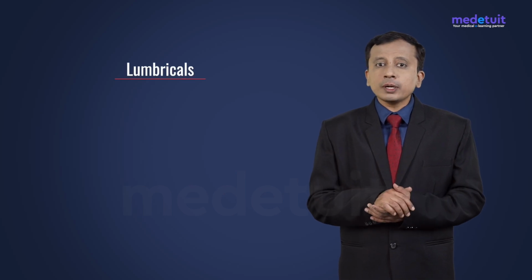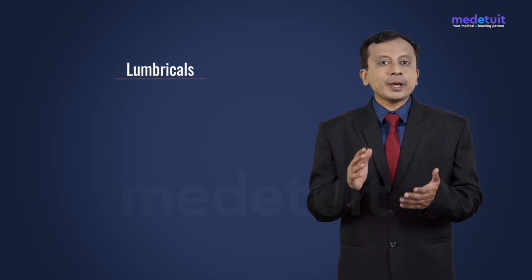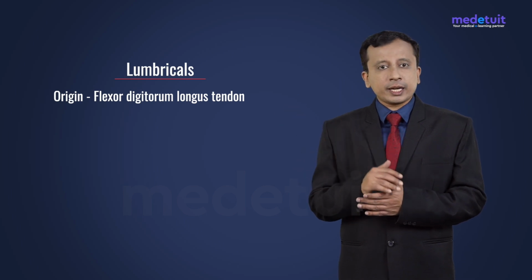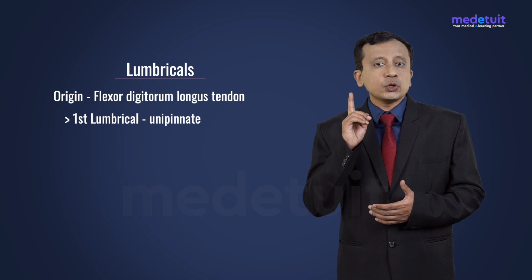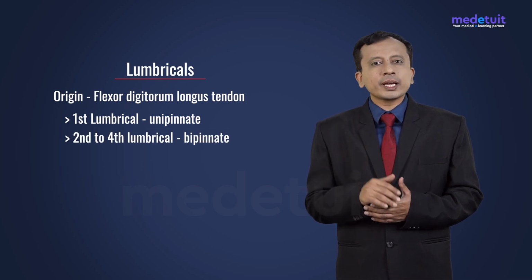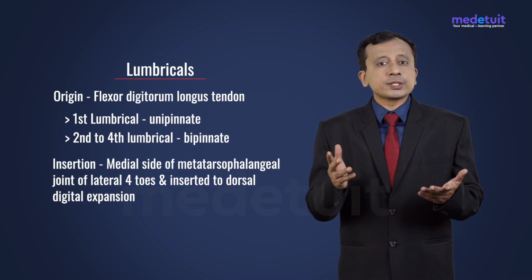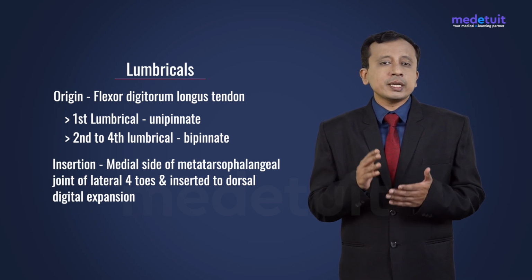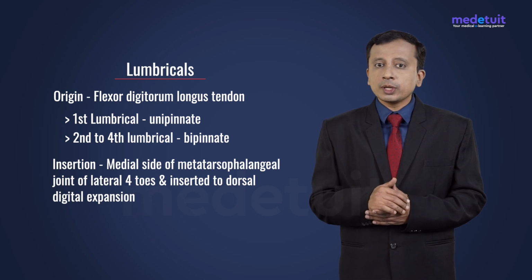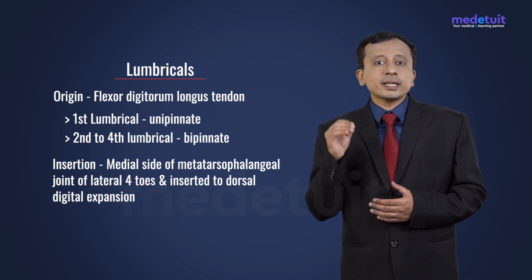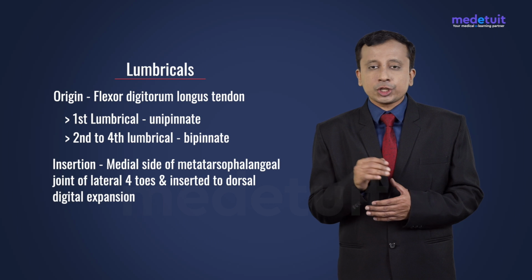Lumbricals, they are 4 in number. Coming to their origin, they arise from the long flexor tendon, that is the Flexor Digitorum longus tendon. The first lumbrical is unipinnate, second to fourth lumbricals are bipinnate. Coming to their insertion, they go towards the medial side of the metatarsophalangeal joint of the lateral 4 toes. On the dorsal aspect, they get inserted to the dorsal digital expansion.